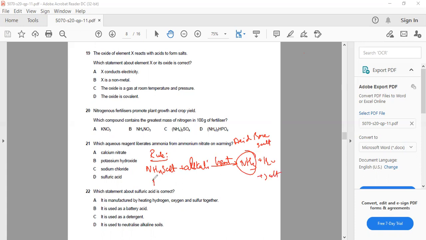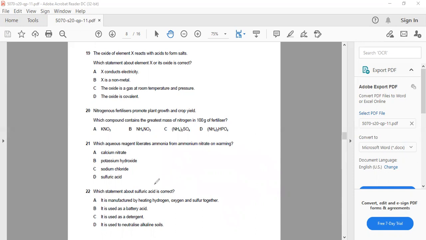For example, NaOH plus ammonium chloride gives ammonia plus water plus NaCl. So which aqueous reagent liberates ammonia from ammonium nitrate? It must be an alkali here. If you apply this rule, ammonium salt plus alkali gives ammonia. Ammonium salt is there, so it must be an alkali. Which one is an alkali? Potassium hydroxide is an alkali. Okay.